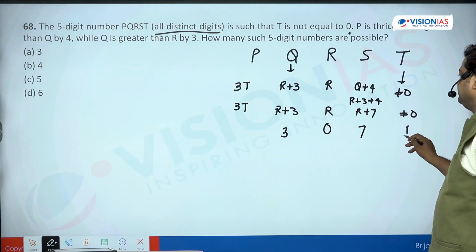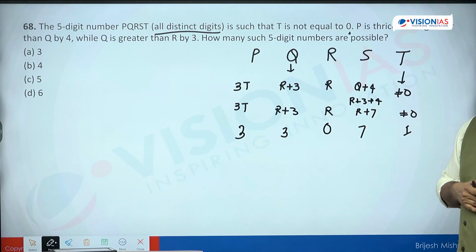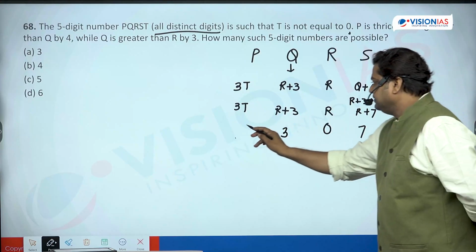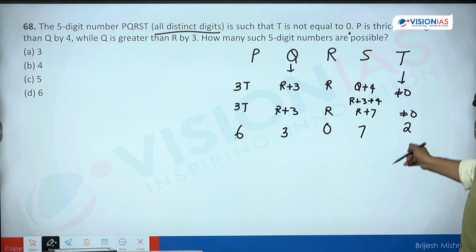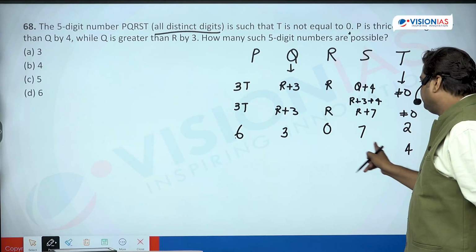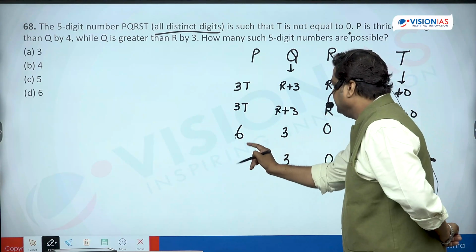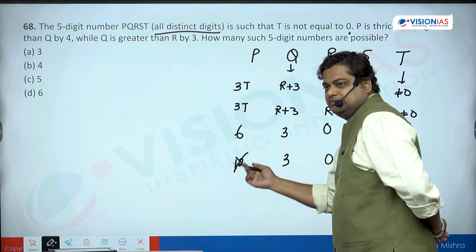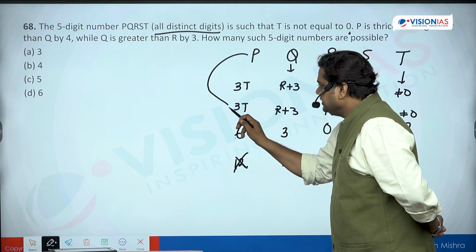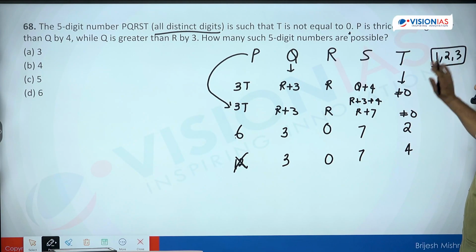If I take 1, then what will happen? This is what? 3. But 3, 3 cannot be the same. All must be distinct. This cannot be a possibility. If I take 2, this is what? 6. This can be a possibility. If I take 3 I cannot take. If I take 4, this is again 7, 0, 3. 4 into 3, 12. This cannot be a possibility. Right? After 4, as soon as we go, because this value is T, it cannot be 0, but P's value is 3 times of T. That means T's value can be 1, 2 and 3 only. 3 possibilities are there.